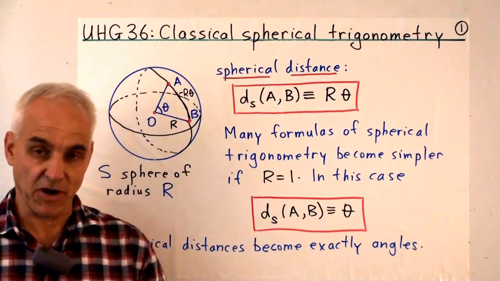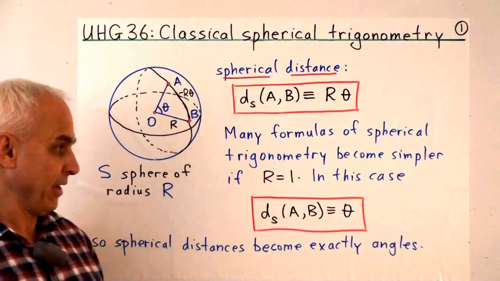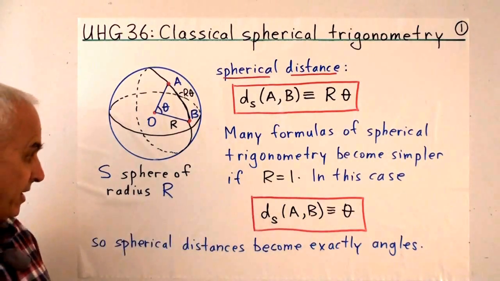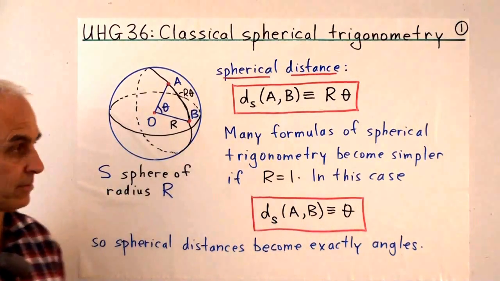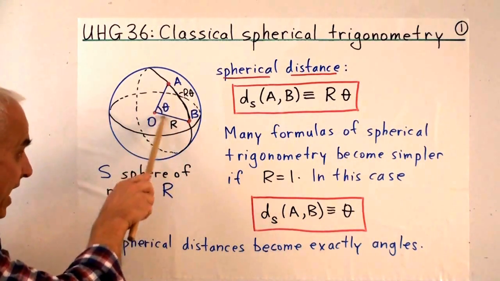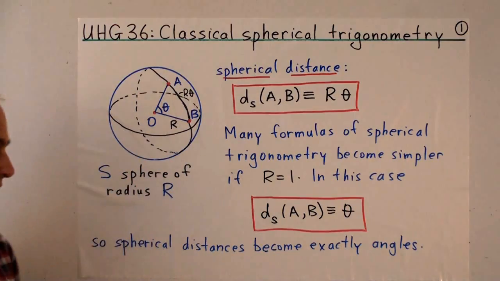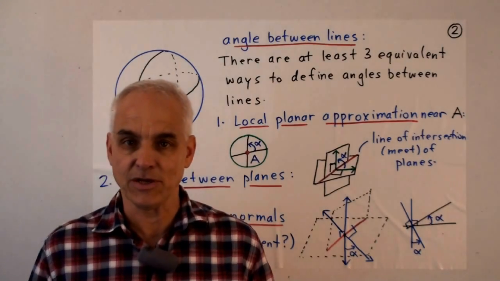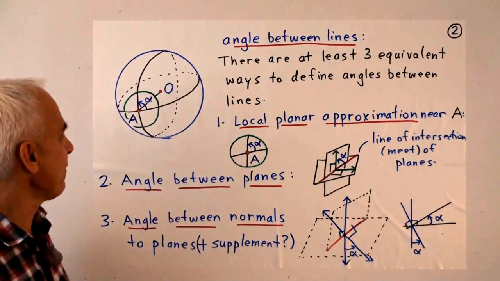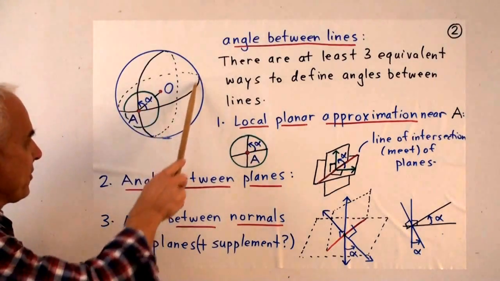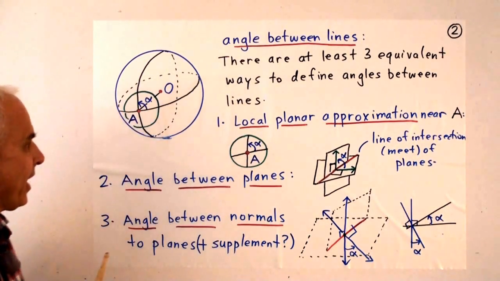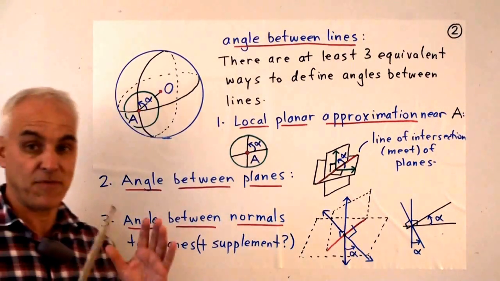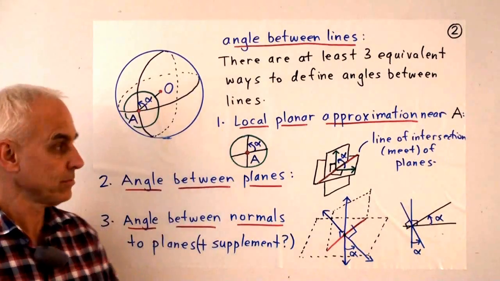Now, many formulas of spherical trigonometry become easier to state when we look at the special case when the radius is 1. In that case, the distance is exactly the angle. So spherical distance and angle subtended at the center become exactly the same thing. The other notion we're going to need is the angle between 2 lines. So if we have 2 lines on a sphere meeting at a point A, then those 2 lines determine an angle. And there are at least 3 ways of thinking about the definition of this angle.